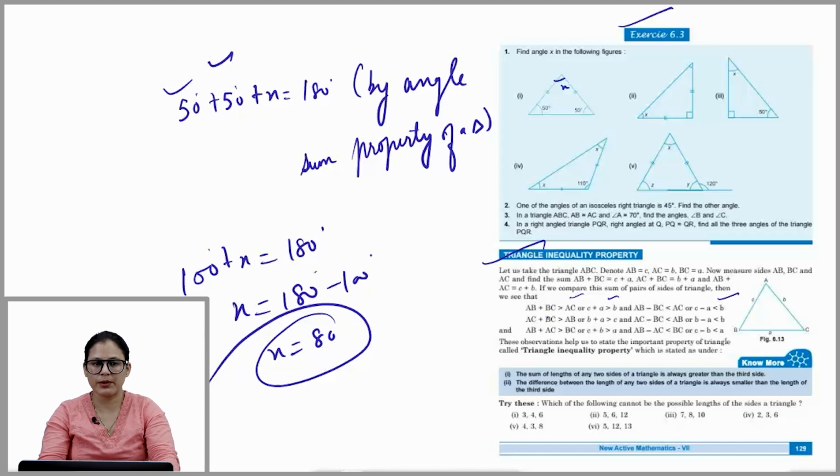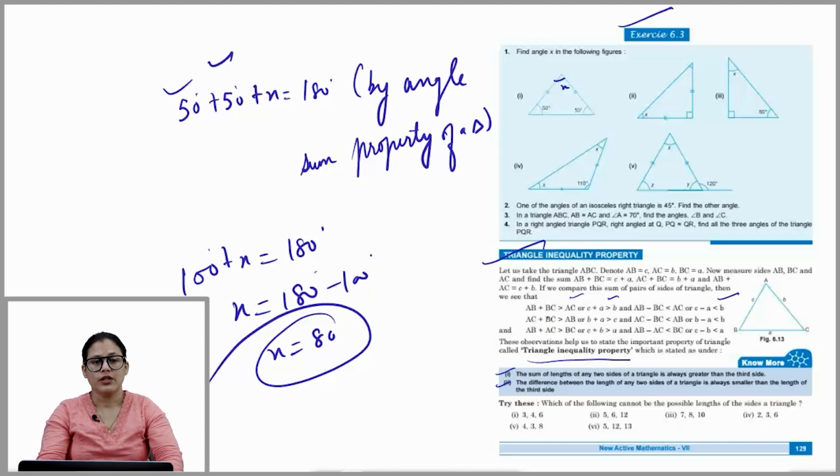So these observations help us to state the important property of triangles called the triangle inequality property, which is stated as under. Number 1, the sum of the lengths of any two sides of a triangle is always greater than the third side. Okay. And number 2, the difference between the lengths of any two sides of a triangle is always smaller than the length of the third side.